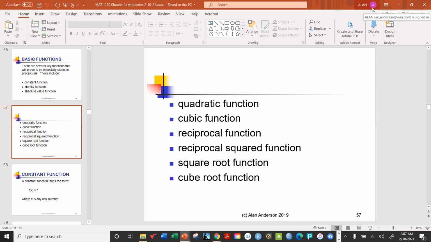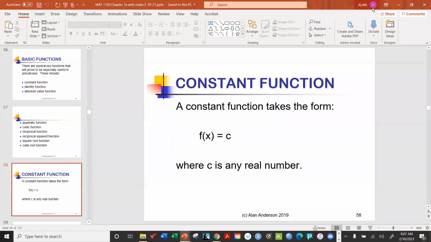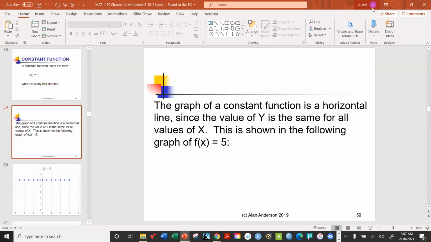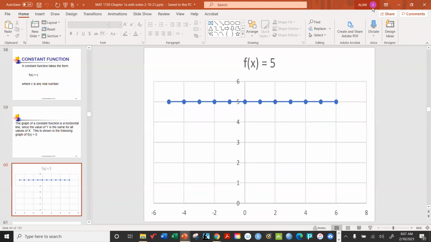Let's take a quick look at some of these functions, and some of them are really quite simple. Here's a good example. A constant function means exactly what it sounds like. The function is always equal to that same constant. What you're looking at here is basically a horizontal line. For example, if the function is y equals 5, that means y equals 5 no matter what the value of x is.